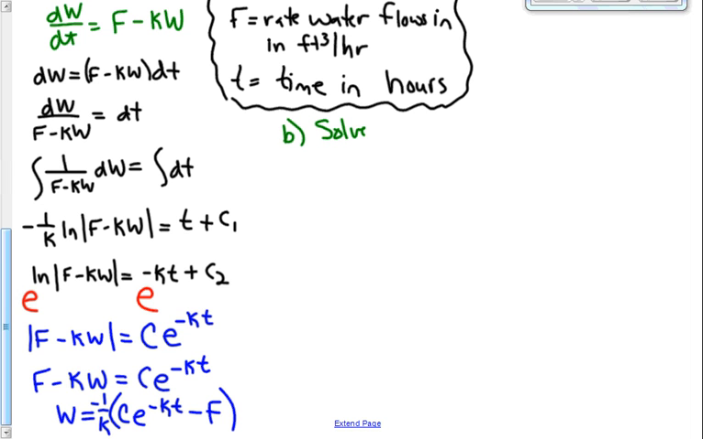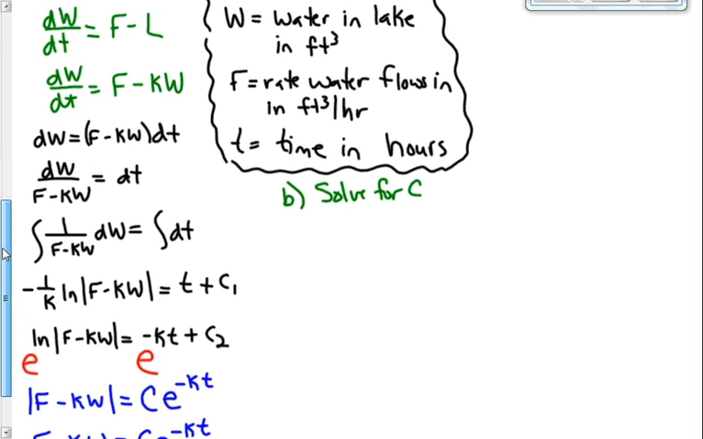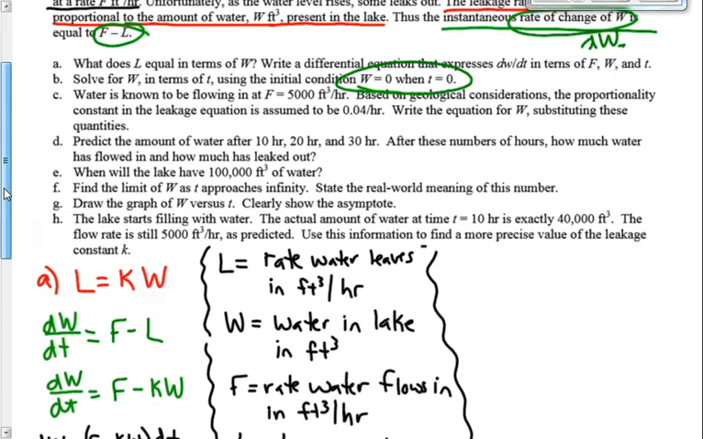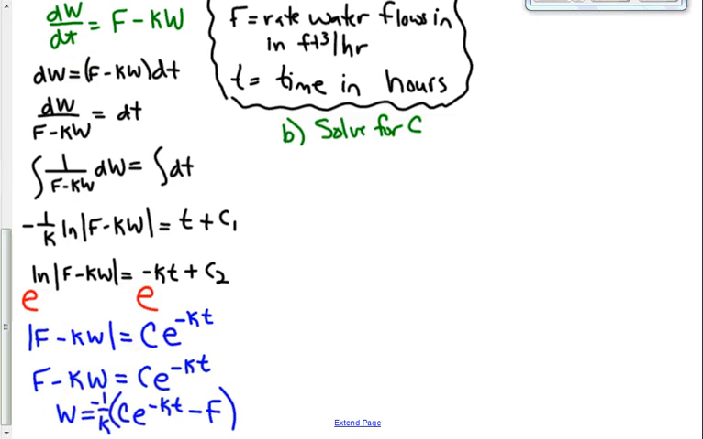solve for C. So we need to find some information. So scrolling back up, we have the initial condition that W equals 0 when T is equal to 0. So I'm going to plug that information in. So W is 0 when T is 0. So now what I need to do is actually solve for C. So I multiply both sides by negative K, and C is the same as F.